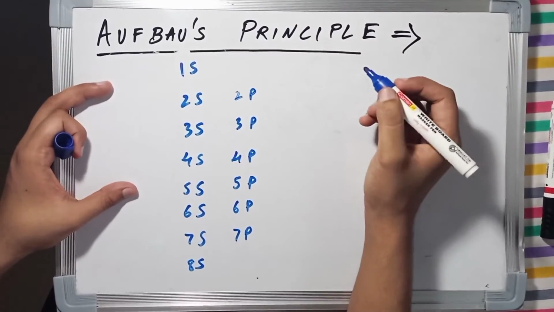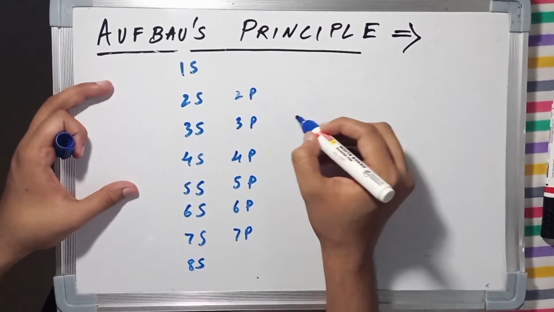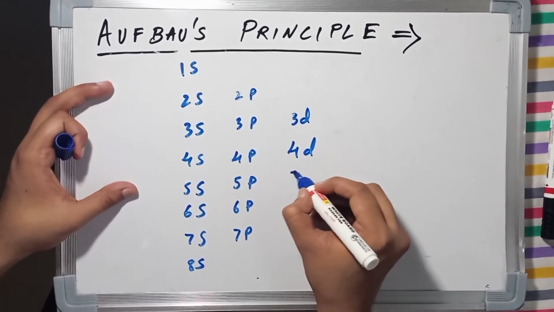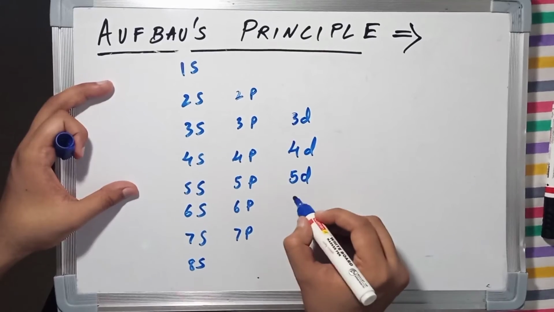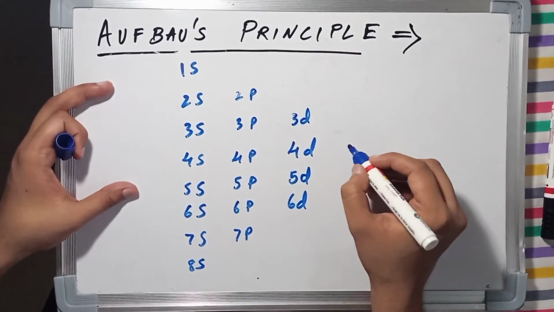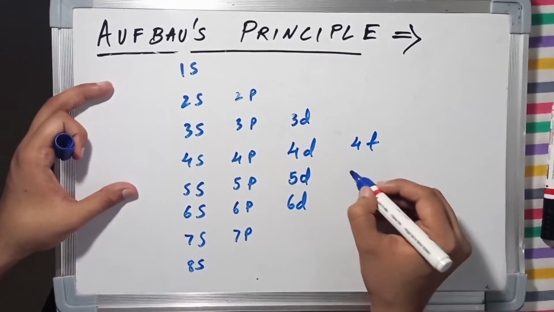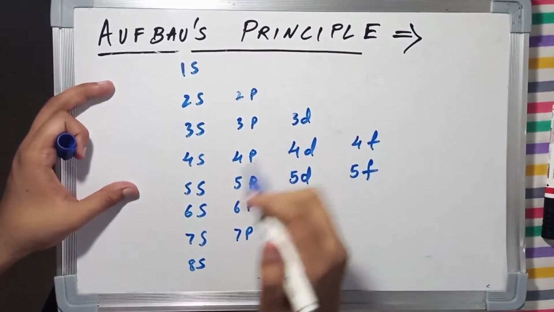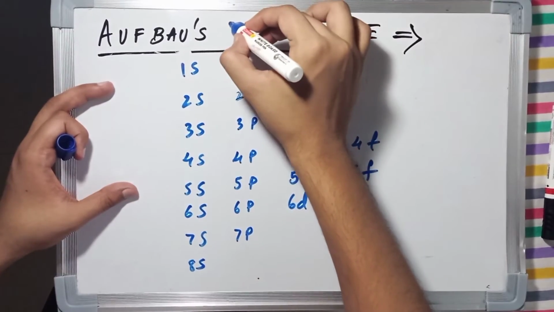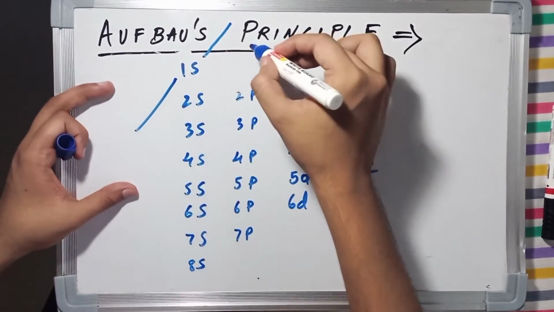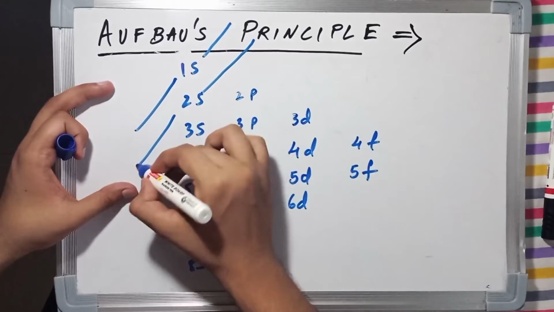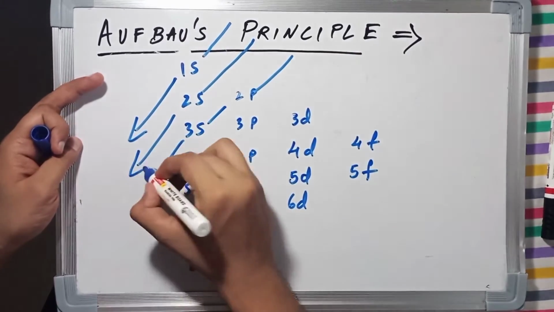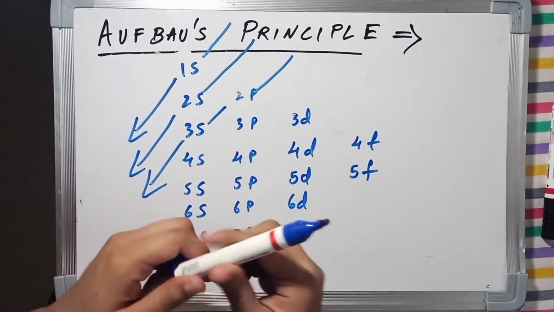Now 3d, 4d, 5d, 6d, and you have 4f and 5f finally. Now how is it filled? It is filled like this. See, it goes like this.